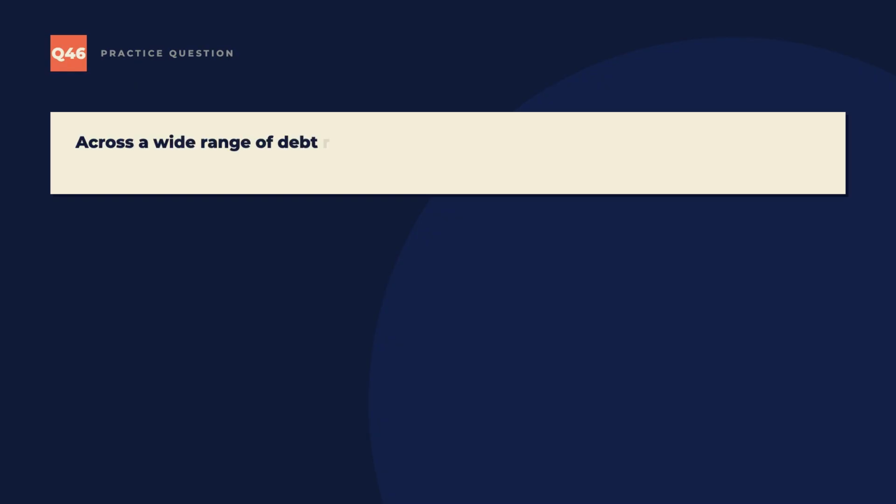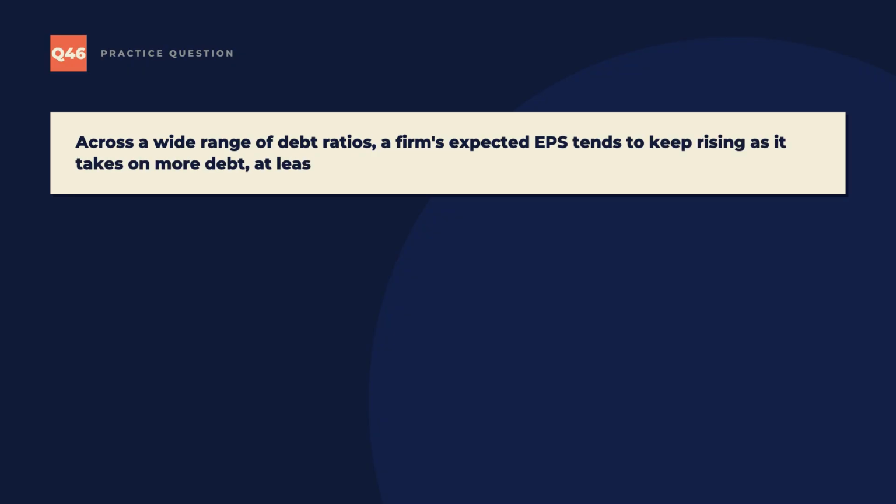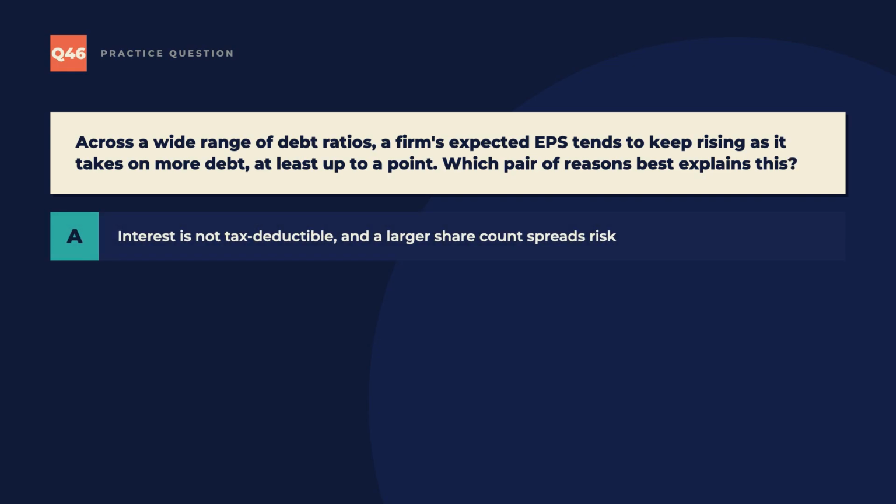Question 46. Across a wide range of debt ratios, a firm's expected EPS tends to keep rising as it takes on more debt, at least up to a point. Which pair of reasons best explains this? Your options are A. Interest is not tax deductible and a larger share count spreads risk.